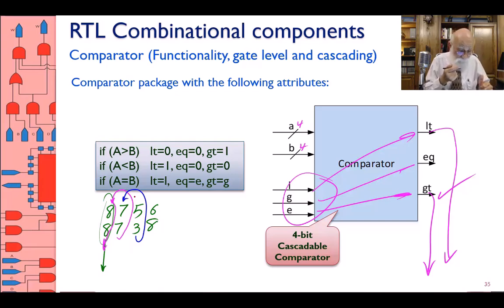Okay? And then I reach the guys to the right, the 5 and 3. 5 and 3 are going to say that A is greater than B. And therefore, via the blue lines, A greater than B is going to be announced. And since the two digits to the left are not making any decision, that A greater than B will be outputted from the very leftmost 4-bit comparator.